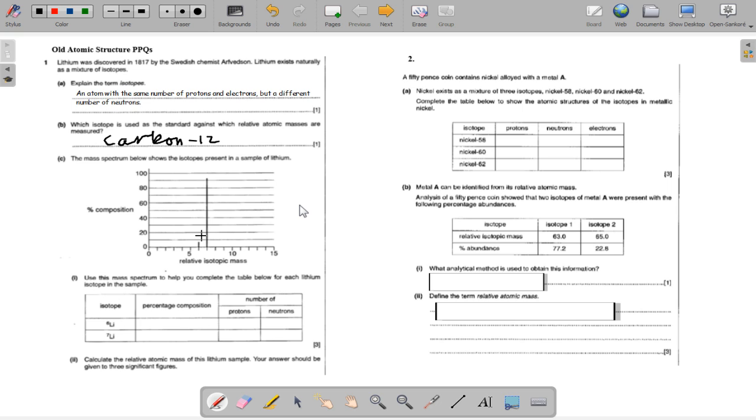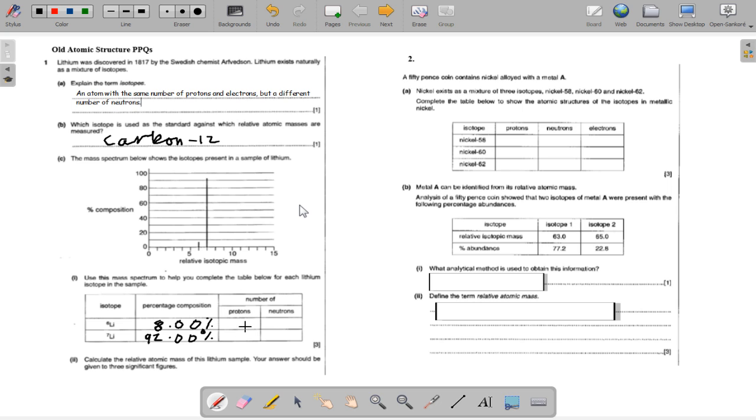And the percentage composition is very hard to tell from this graph, but if you look at the isotopic mass of 6, that should be 8, as each gradient is 10 on the graph. So we're going to have an educated guess and write 8 down. For the relative isotopic mass of 7, it would be 92%. And put the percentage sign for the other one.